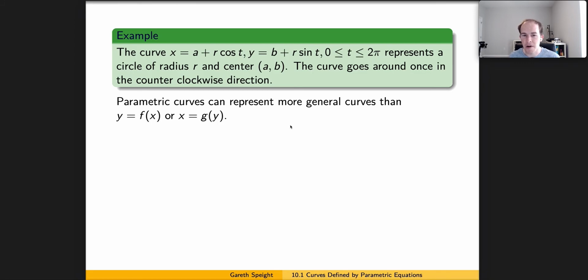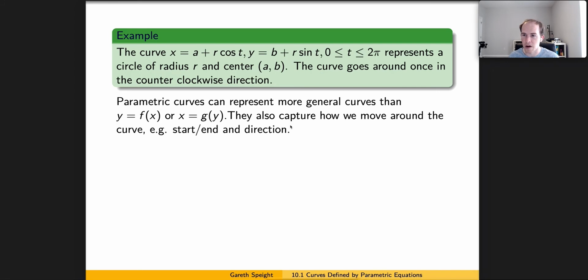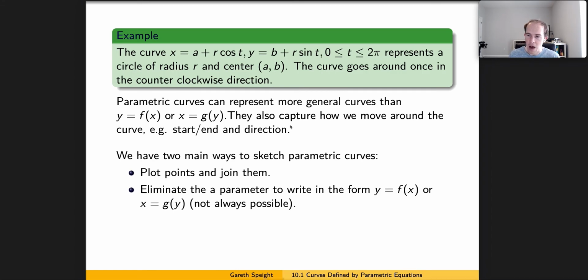Okay, so as we've seen, parametric curves, most of the examples we saw are simple, but as we saw right back at the start, the advantage of parametric curves is that they can represent curves that are more general than just y in terms of x or x in terms of y, and they capture how we move around the curve, which is not something that we normally see when x is in terms of y or y in terms of x. And we saw two ways to plot the curves. We can either, as we saw at the beginning, plot the points and just join them together to get an idea of what the curve looks like.